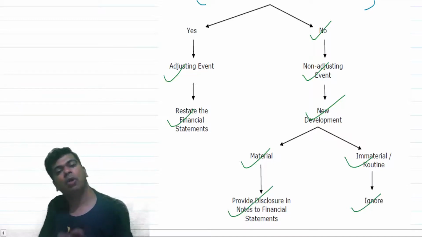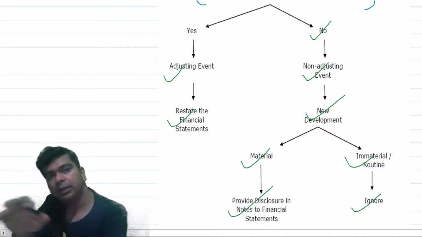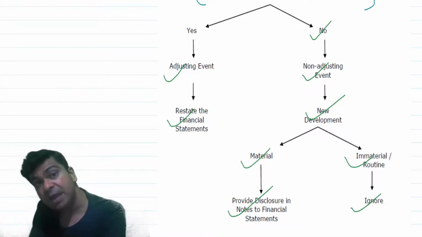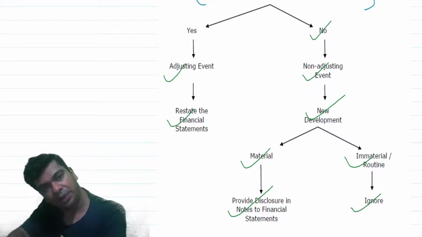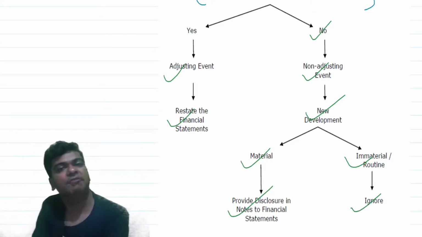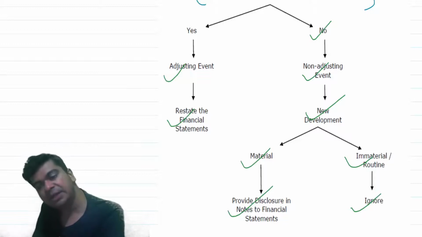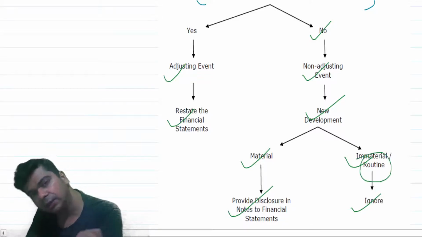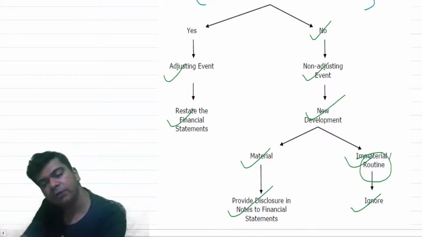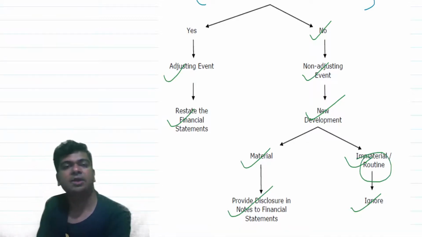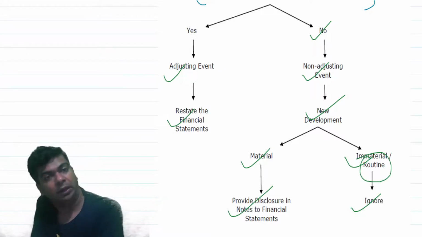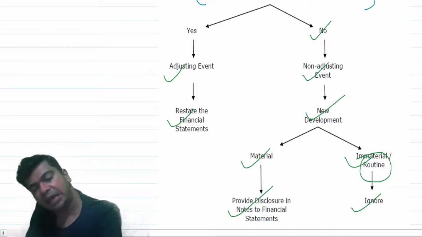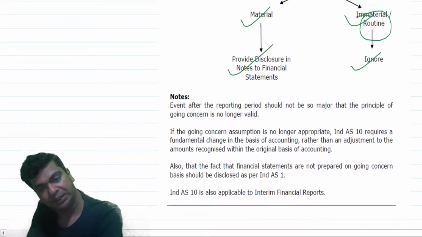For example, in the month of April, I am paying salary. In the month of May, I am paying salary. My financial statements are still not approved. In May, I am paying salary for April. This is definitely an event after the reporting period. But it is immaterial, or we can say routine. It's a routine transaction. There is no need for me to provide a disclosure. I will not write as a part of my disclosure that in the month of May, we have paid salary of April. Obviously, it is understood that you will be paying the salary. After all, the business is continuing, isn't it?